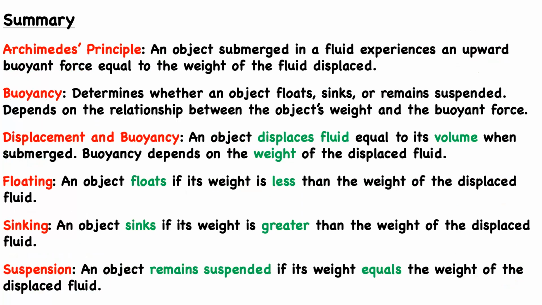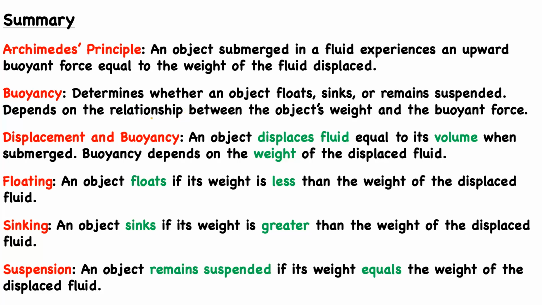So as always, let's summarize some of the most important information from this lesson. First of all, we started with Archimedes' Principle, which says that an object submerged in a fluid experiences an upward buoyant force equal to the weight of the fluid displaced. Now, the buoyant force is known as the buoyancy, which determines whether an object sinks, floats, or remains suspended. And the buoyancy depends on the relationship between the object's weight and the buoyant force.